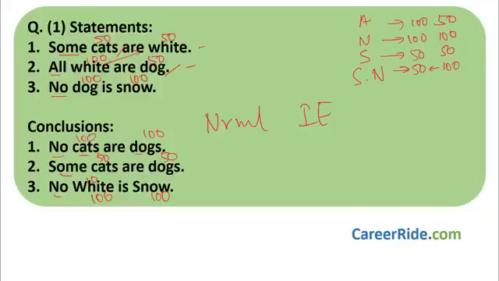Now, cat income is 50. This is income, this is expense. Cat income is 50. Here cat expenditure is 100. Not a valid conclusion. The expenditure is exceeding.